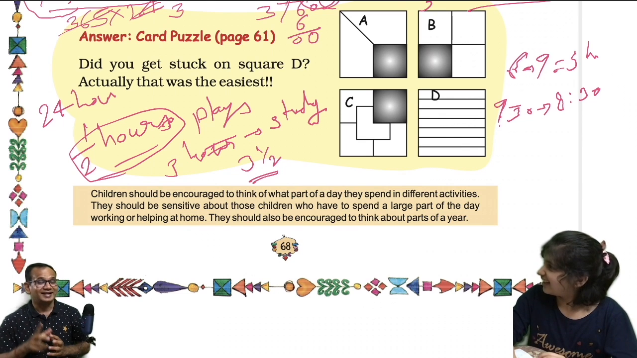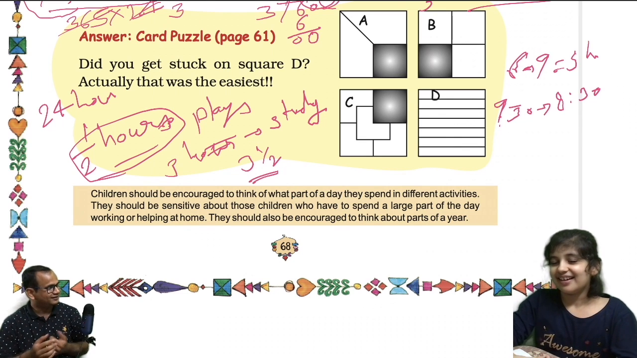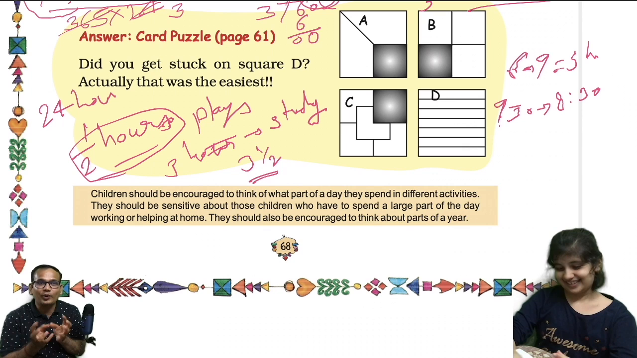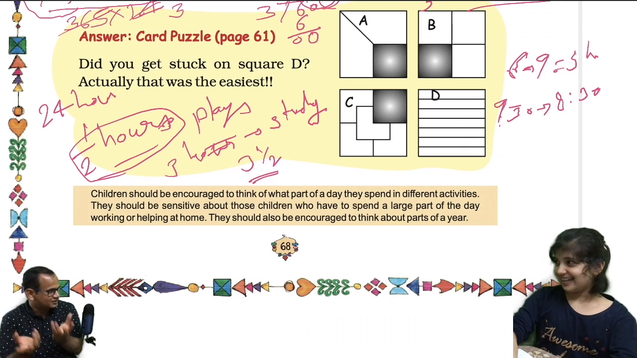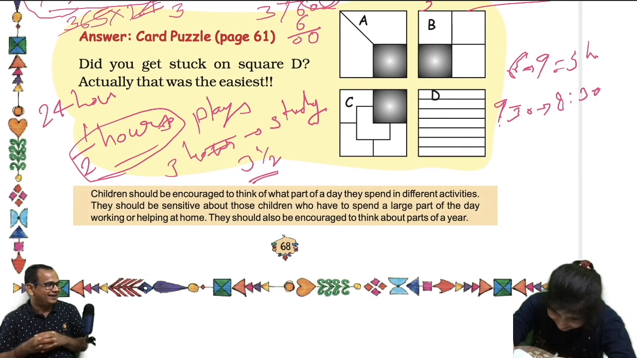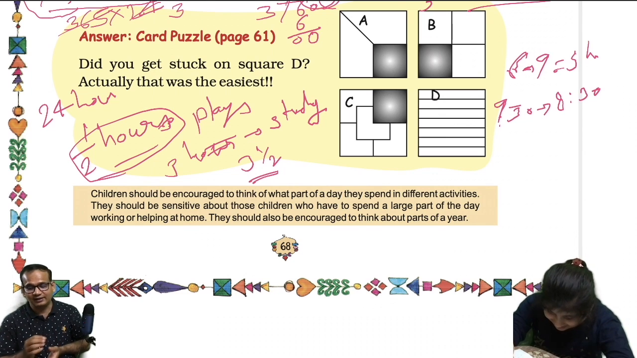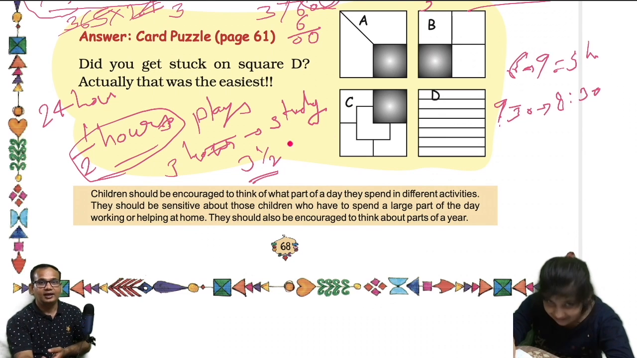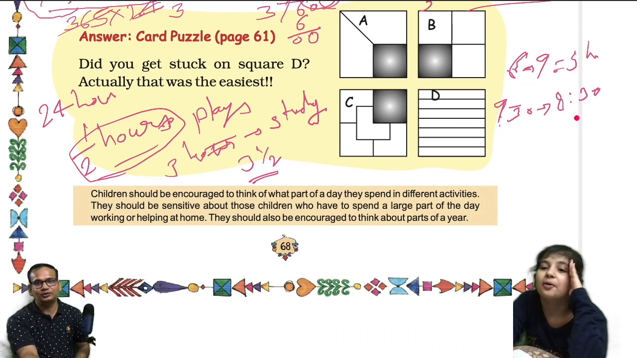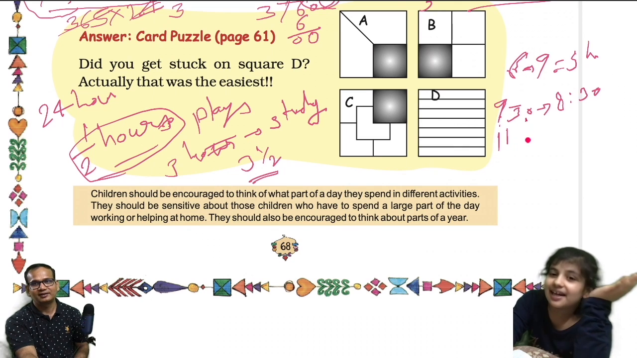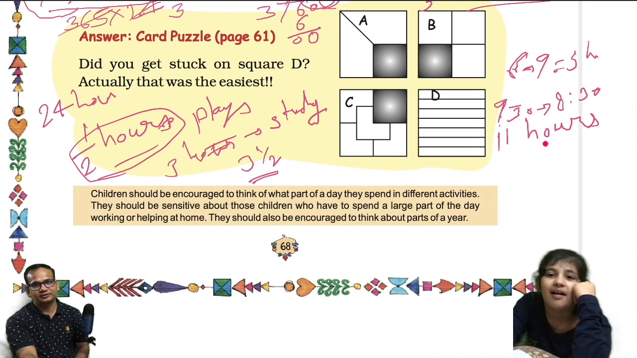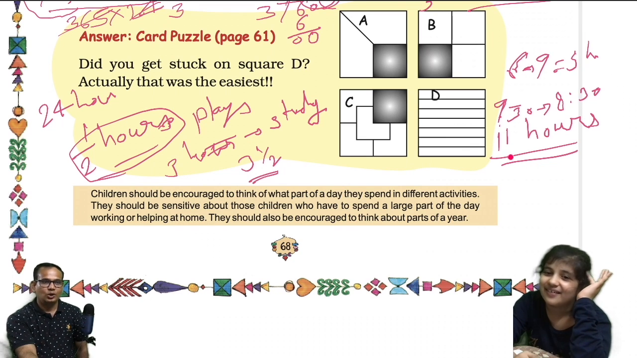11 hours. Correct. She said it loudly then. She is telling 11 hours quietly so that you guys should not hear it. So 11 hours is correct. So she slept 11 hours. I think I overslept. Yeah, you overslept. You should have slept only 8 hours, but she slept 11 hours.